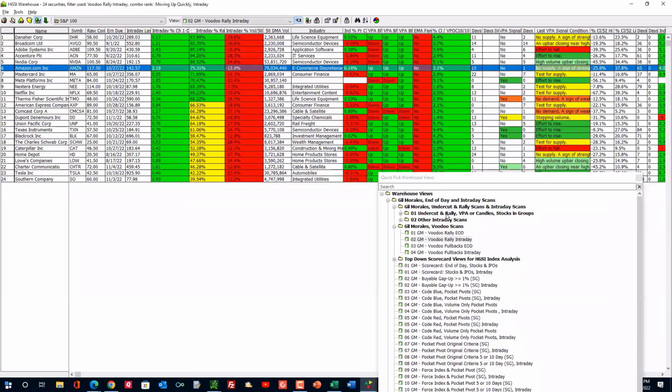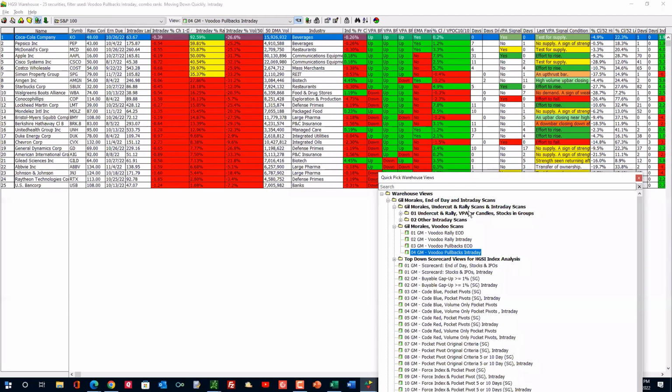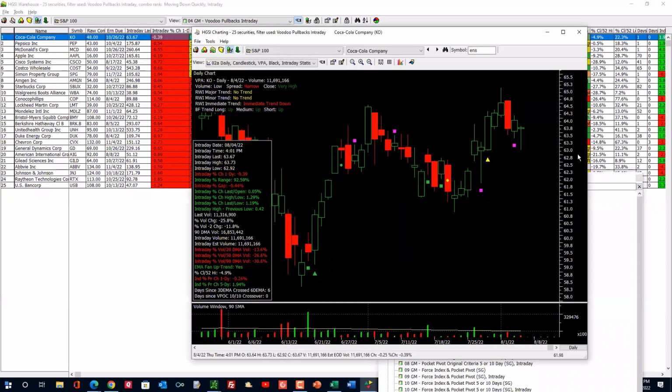Okay, so that's a voodoo rally. Here is a voodoo pullback. What's a voodoo pullback? It means that stocks are going down on less than average volume. Coke's at the top. Here's the close, this is why it's down. Here's the close yesterday, here's the close today. Here's a low volume test. It was going down, and they came in to buy it late in the day. So this is a voodoo pullback day.